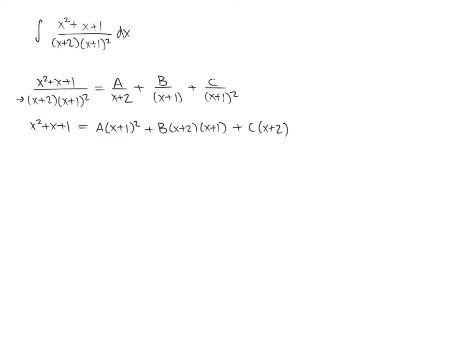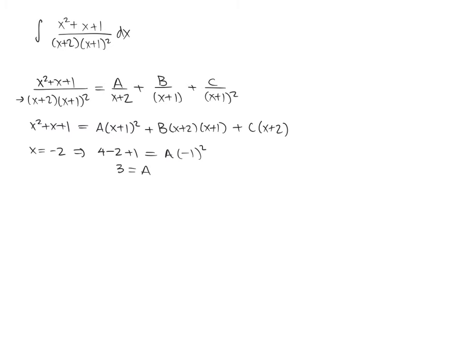Okay, what's one clever number to plug in? -2, great. That will give us 4 minus 2 plus 1 equals a times -1 squared. So that's 3 equals a.